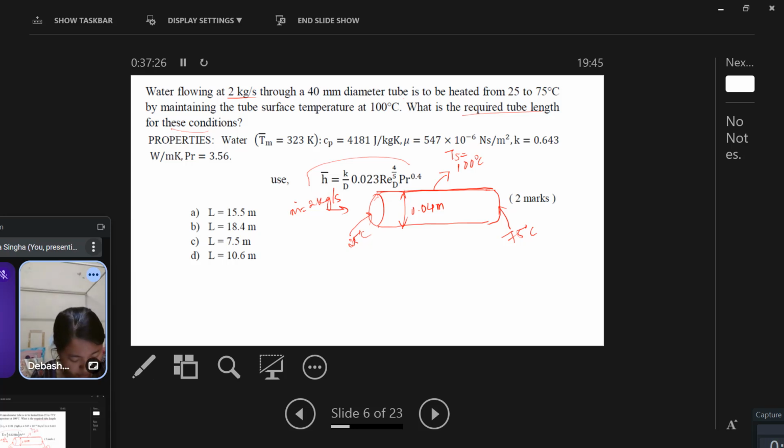Okay. Now first you have to find out Re, because for this H formula, you're required to find out Re. Pr is already given. You need to find out Re. Rest everything is given. Re is given as 4m dot divided by pi d mu.